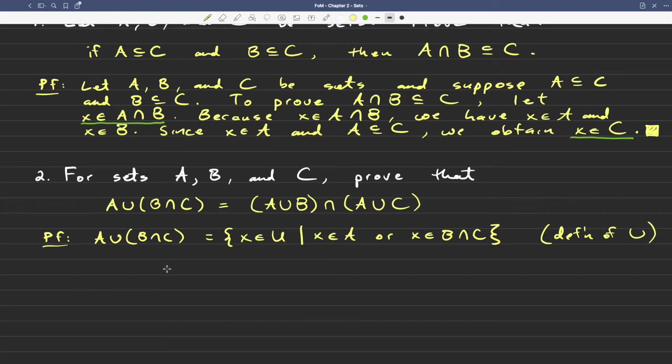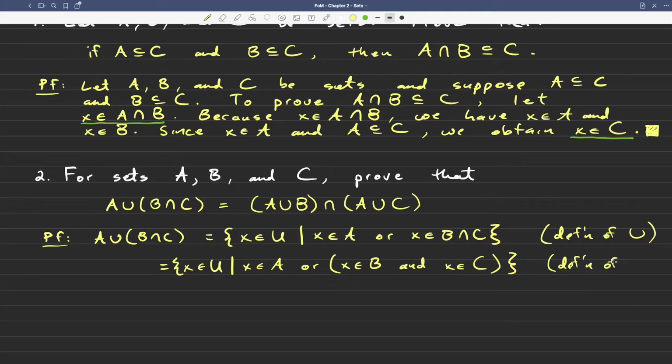And then this in turn is equal to the set of X's in U. I'm going to apply the definition of intersection to break out the logic of what it means to say X is in B intersects C. So this would be X is in A or, and just for emphasis, I'm going to put a parenthesis here, X is in B and X is in C. So here we apply the definition of intersection.